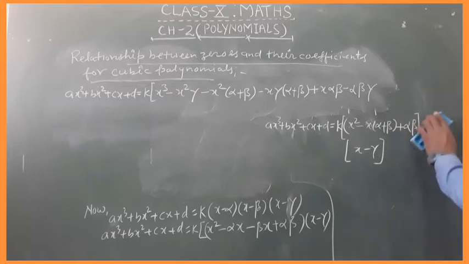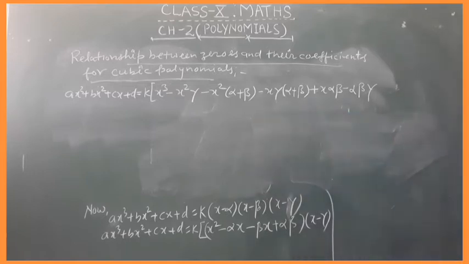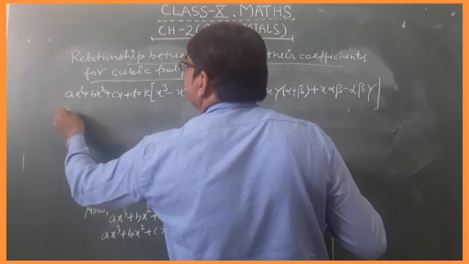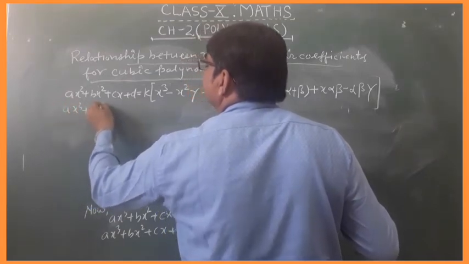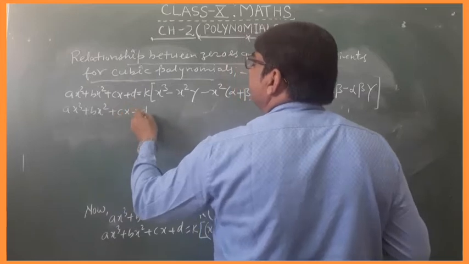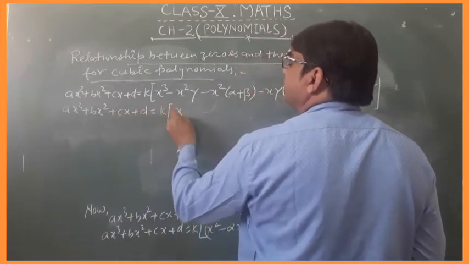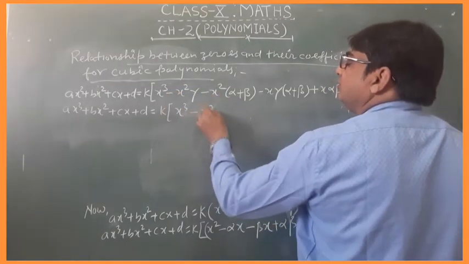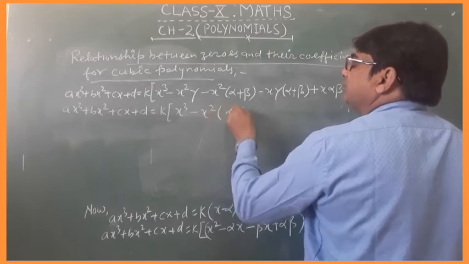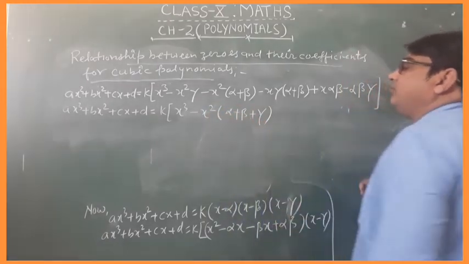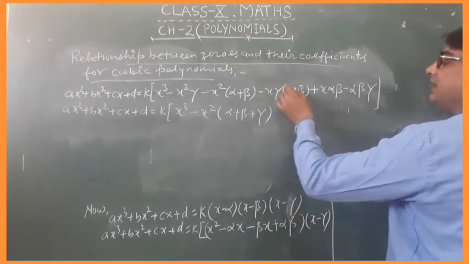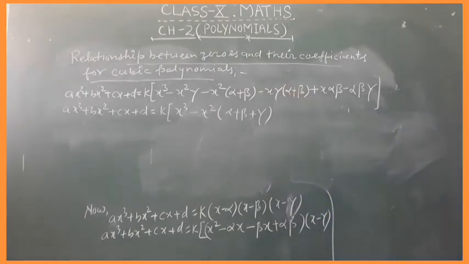Then after what we get? Let's see. ax³ + bx² + cx + d = k[x³, and here x² is common. What is remaining? −(α + β + γ), and minus x is common here.